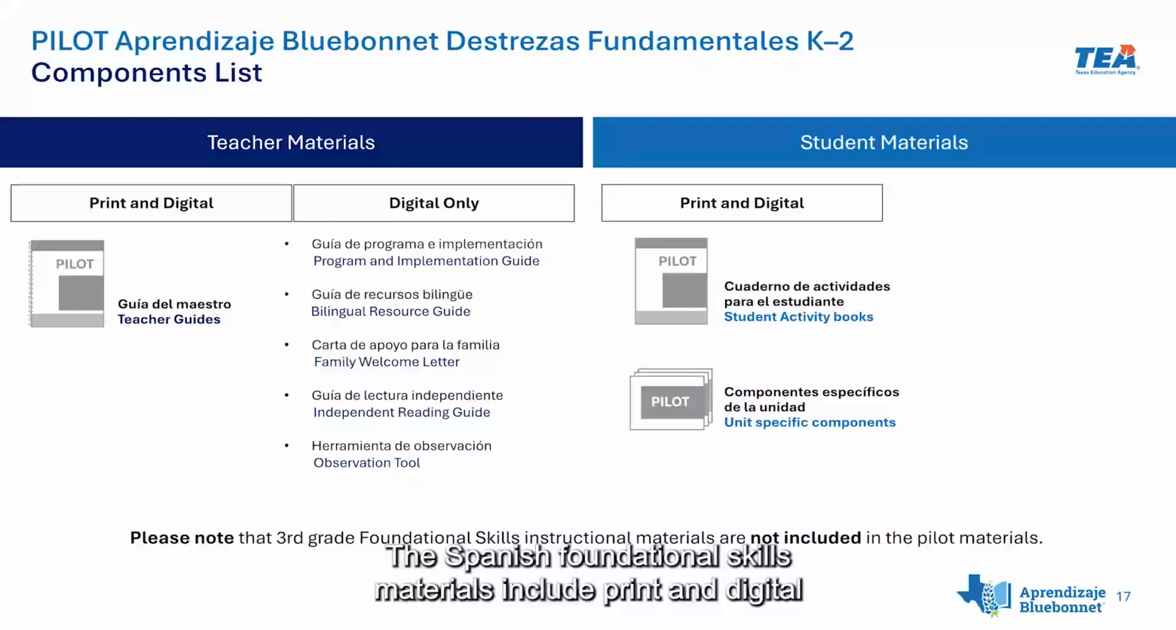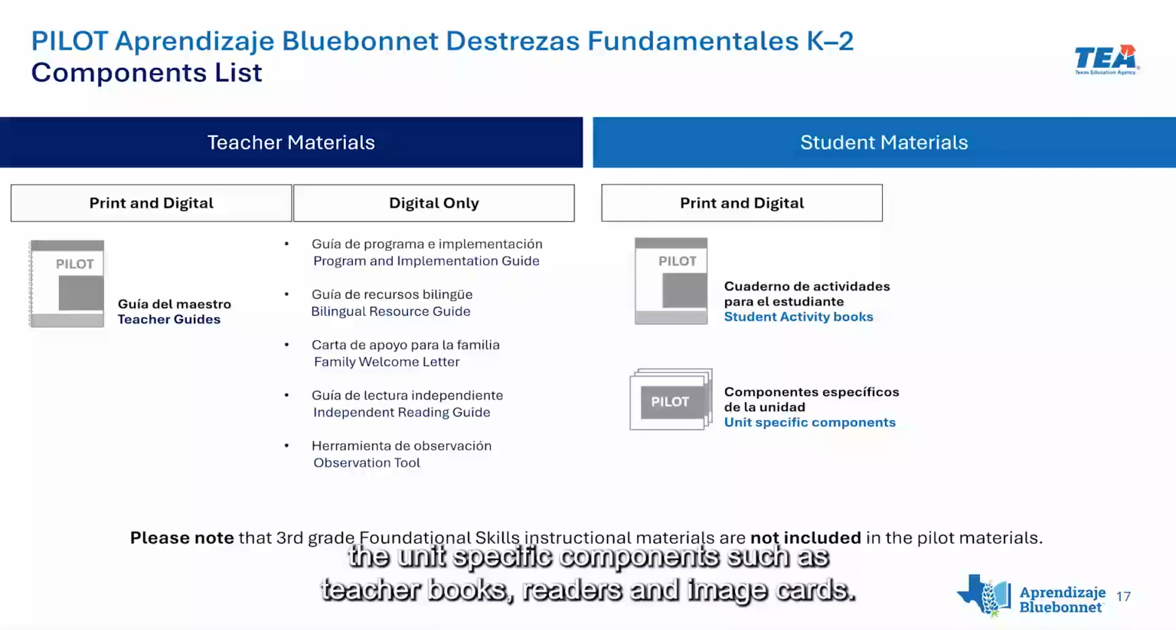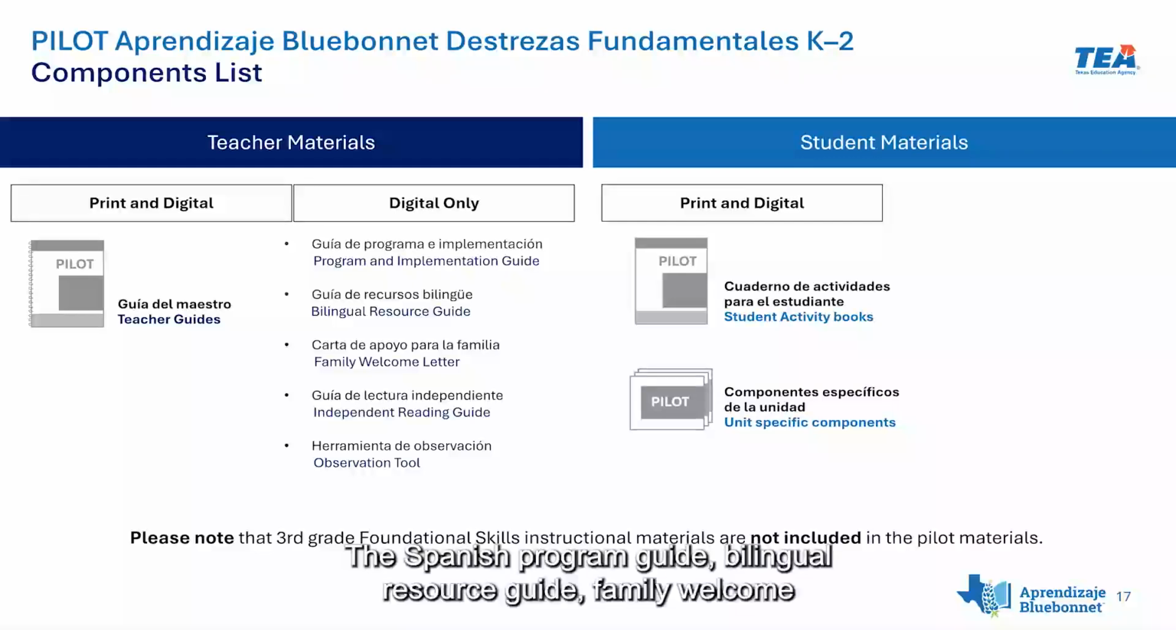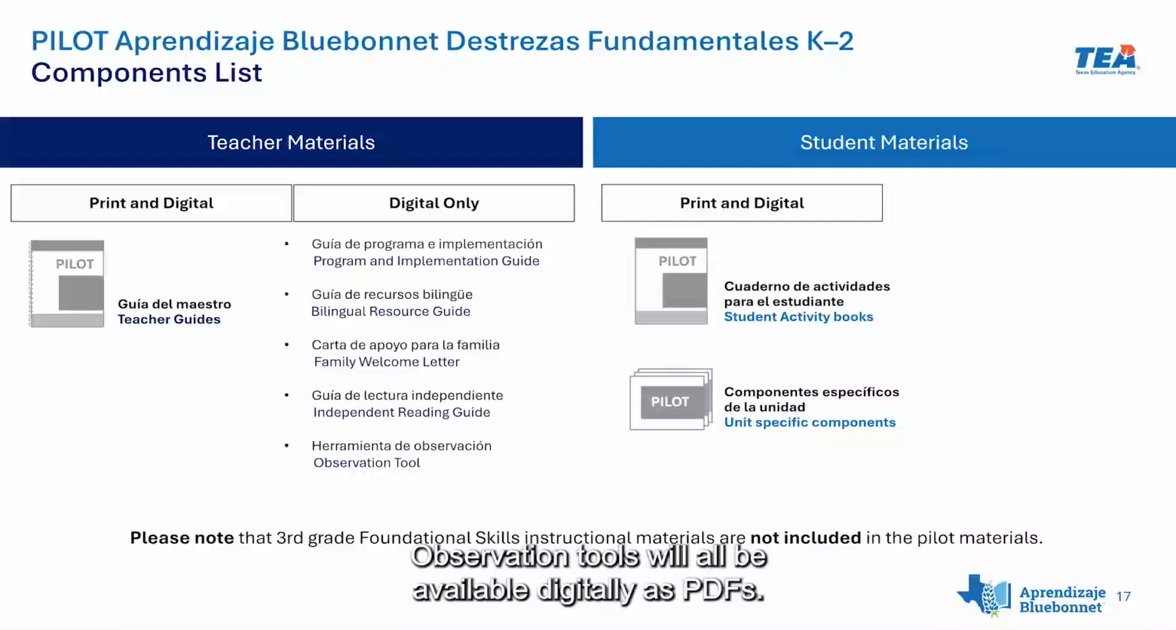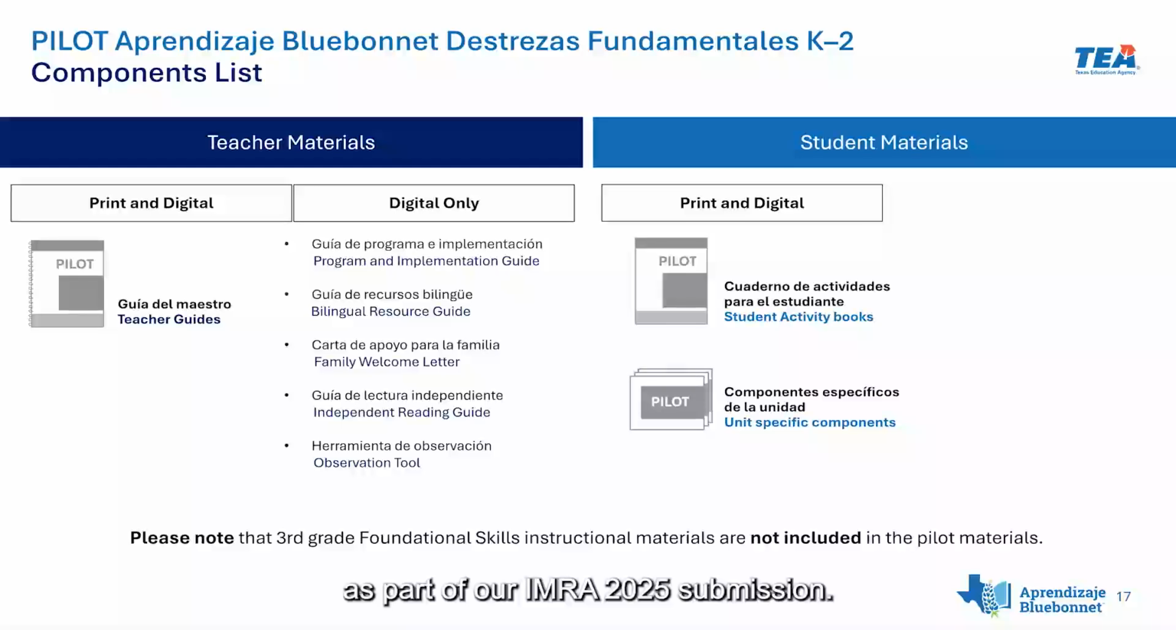The Spanish Foundational Skills materials include print and digital versions of the teacher guides, student activity books, and some of the unit-specific components, such as teacher books, readers, and image cards. The Spanish program guide, bilingual resource guide, family welcome letters, independent reading guide, and teacher and coach observation tools will all be available digitally as PDFs. Again, please note that third grade foundational skills instructional materials are not included as part of the pilot, but will be submitted as part of our IMRA 2025 submission.